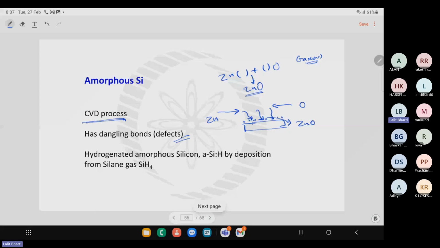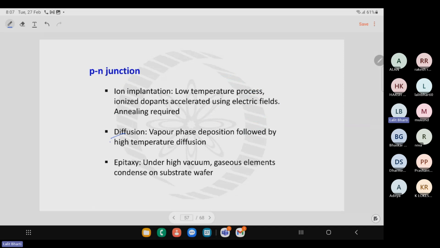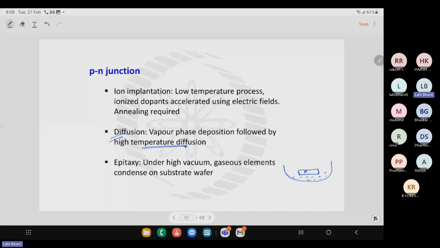Then we have a different process like diffusion. Diffusion is made by high thermal diffusion. So let's say you have a chamber and a substrate, let's say a P-type substrate. You need to make a coating of N-type material. So you have some precursor of N-type material here. You will heat it up, so it will be deposited on the P-type substrate.